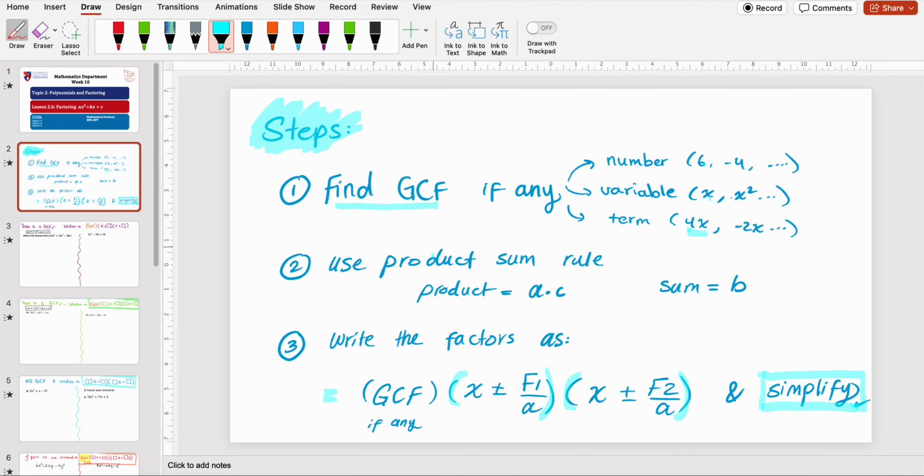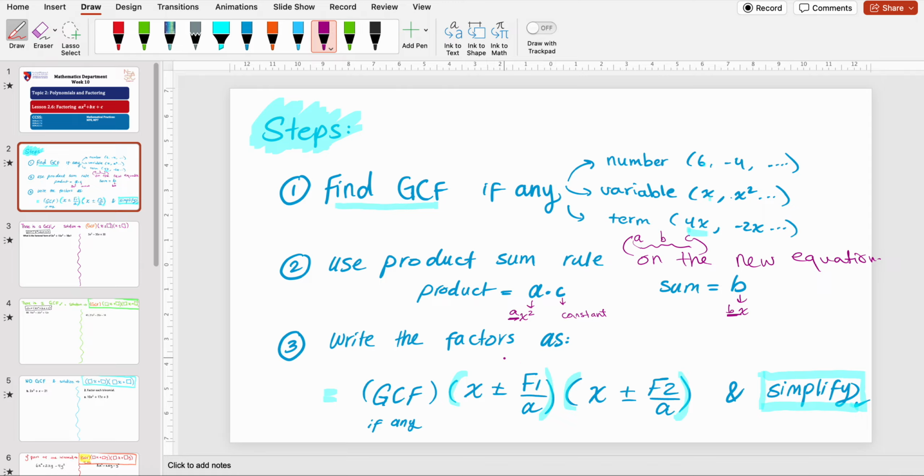And then after you find the GCF, use the product sum rule on the new factored trinomial. After taking the GCF, what you have left inside, you will name the first term as A, B, then C, and use the product sum. A is the coefficient of x squared, C is the constant, the number that comes alone, B is the coefficient of x, the number before x. This is the number before x squared.